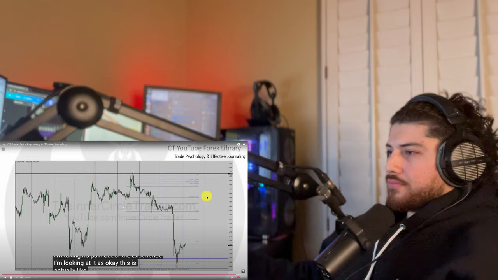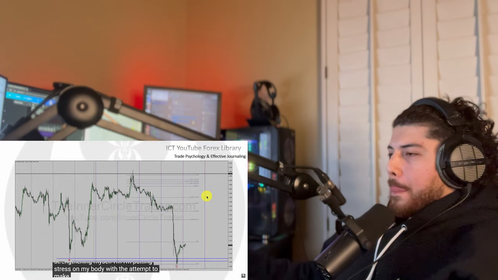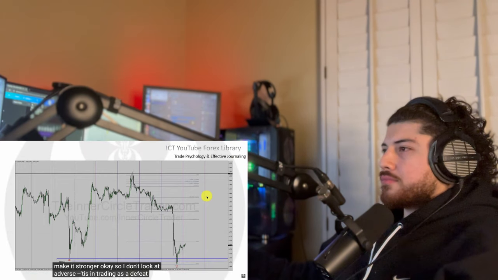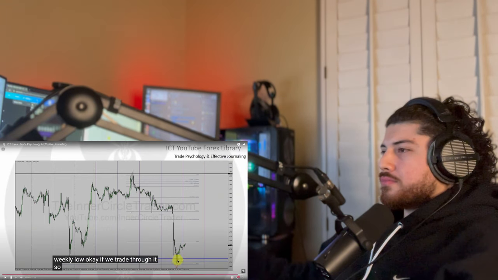I'm looking at it, okay, this is actually like a workout. I'm strengthening myself, I'm putting stress on my body with the attempt to make it stronger. So I don't look at adversity in training as a defeat, I look at it as exercise, strengthening, and sharpening. So we can see how using tools here, you get more instances. Well, this could be the weekly low, okay, if you're through it, so be it. But this is all I ever get, that's fine.